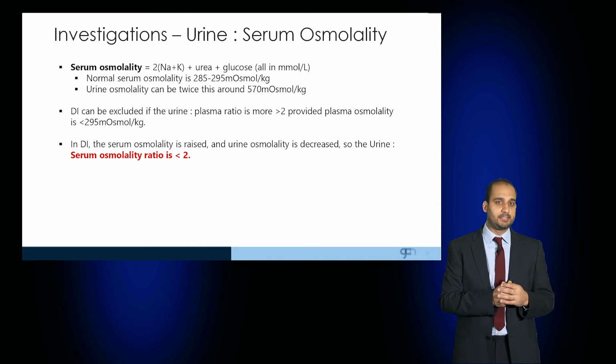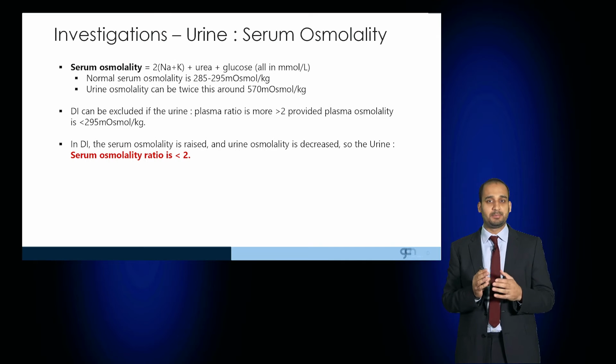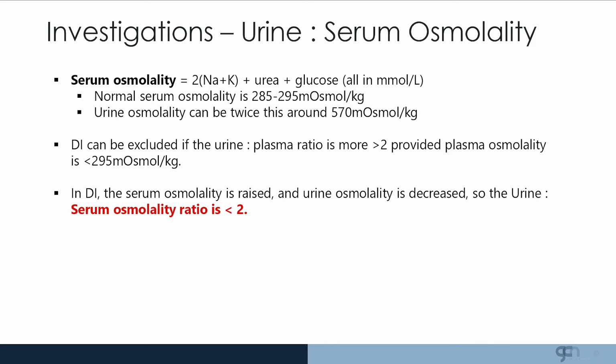Now, diabetes insipidus can be excluded if the urine to plasma ratio is more than 2, provided that the plasma osmolality is normal. So what we're trying to say here is if the urine is being adequately concentrated, then we can exclude diabetes insipidus. If, however, the serum osmolality is raised and the urine osmolality is decreased, i.e. the urine is very dilute and the urine to serum osmolality ratio is less than 2, then that can suggest that the patient has an ineffective or inadequate response to antidiuretic hormone and the urine is consequently dilute.